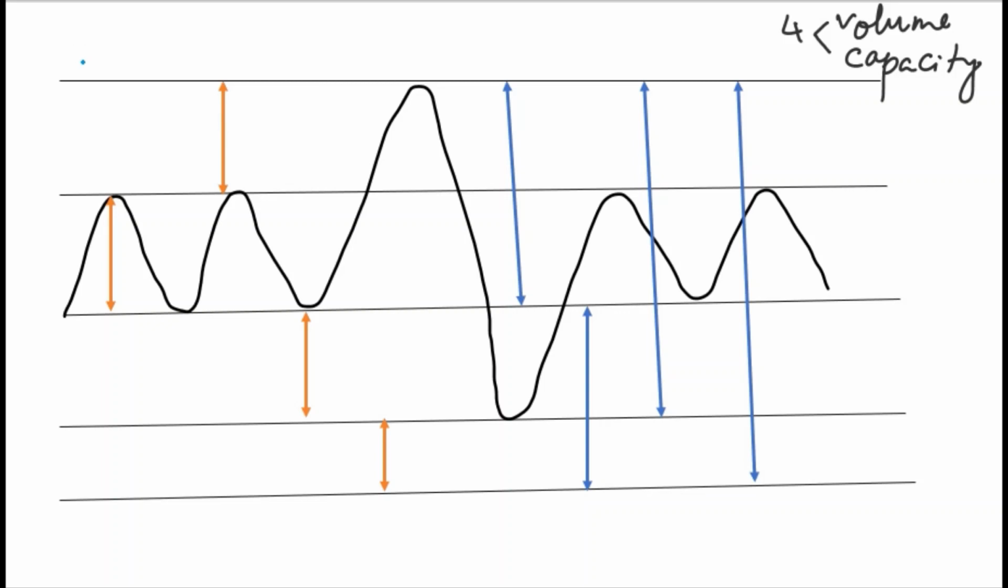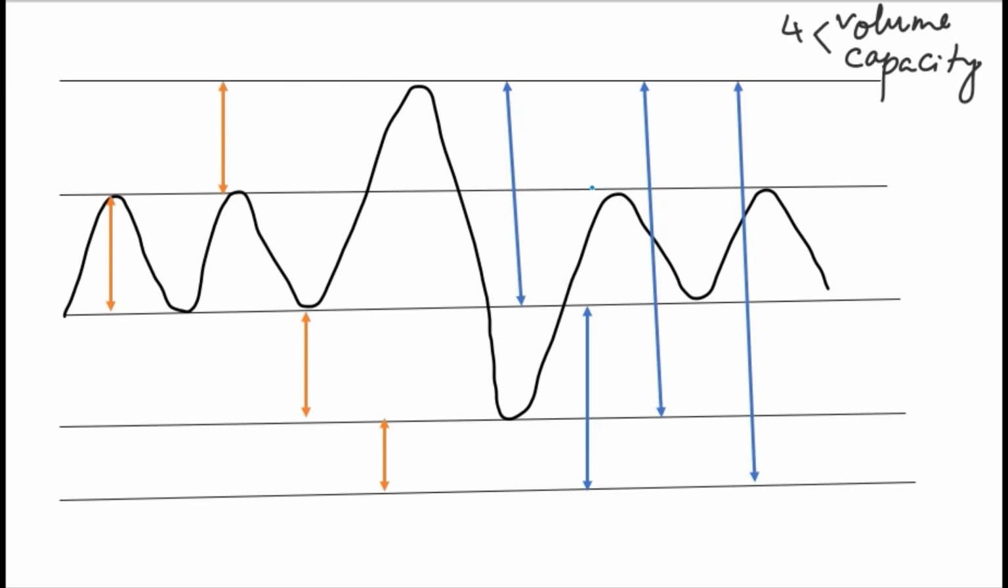This is how a spirogram looks like. It consists of four volumes and four capacities. The lines you can see in orange are volumes. The lines you can see in blue are capacities. So the volumes do not overlap each other, but you can see the capacities can overlap each other.